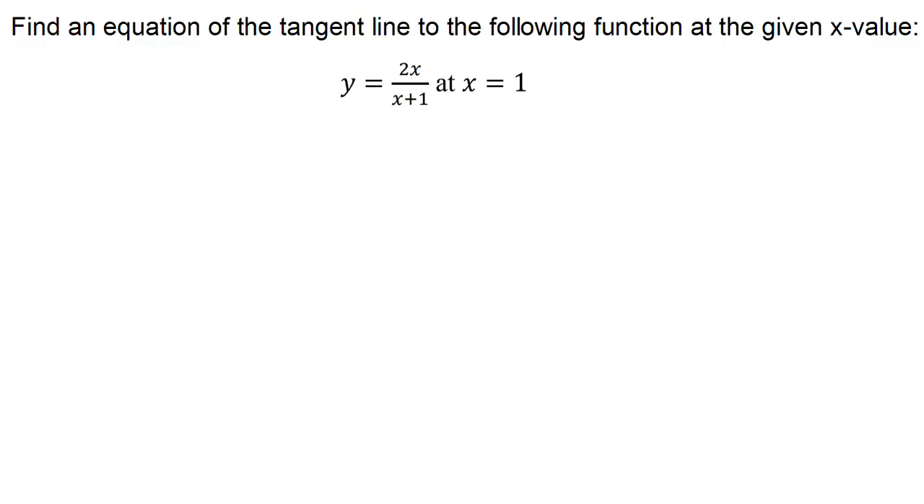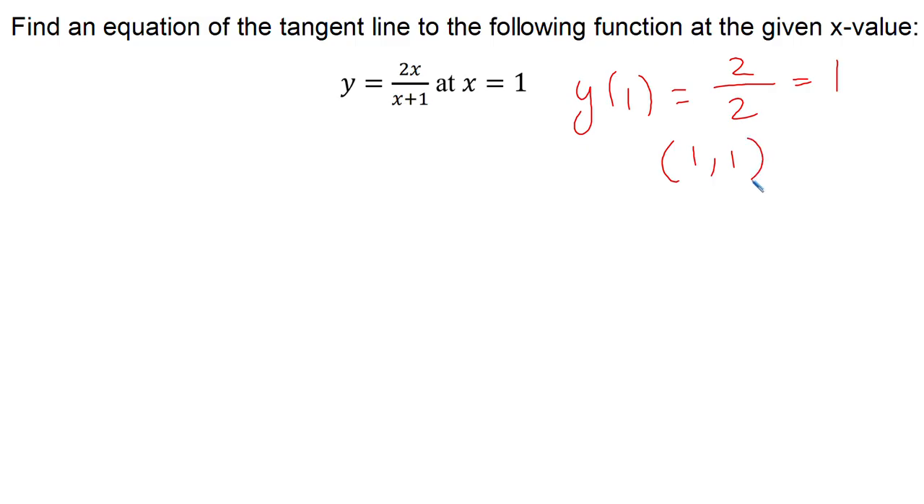All right, for our next one, same basic question. Find the equation of the tangent line to 2x over x plus 1 at x equals 1. First we'll figure out what y of 1 is equal to. Well, that'll be 2 in the numerator, 2 times 1 is 2, and in the denominator, we'll get 1 plus 1, which is also 2. So the point we're looking at is the point (1, 1).